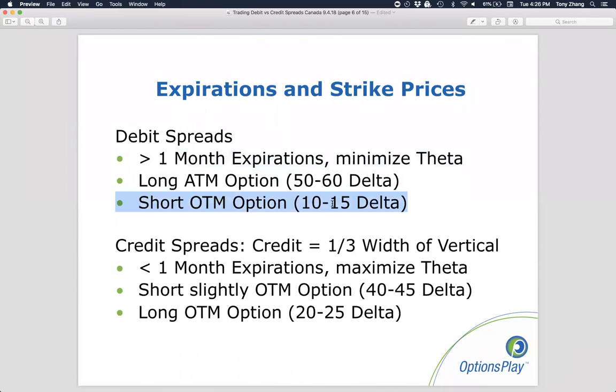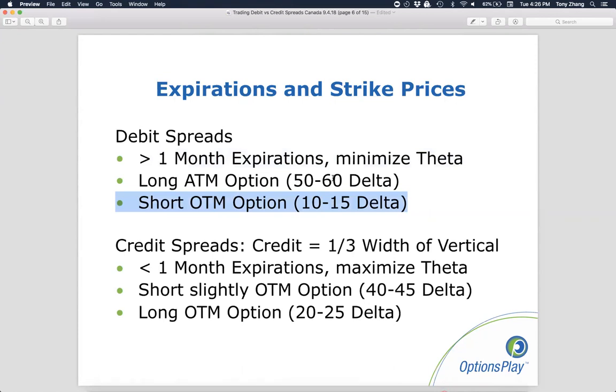The reason we use a 10 to 15 delta call or put against the long call or put is because the 10 to 15 delta, generally speaking, is relatively far away from the current price, and it has a relatively low probability of the stock hitting those prices, but it also still has enough premium to help offset the cost of that long leg. Usually you're offsetting anywhere from 10 to 20% of the cost of that long leg.